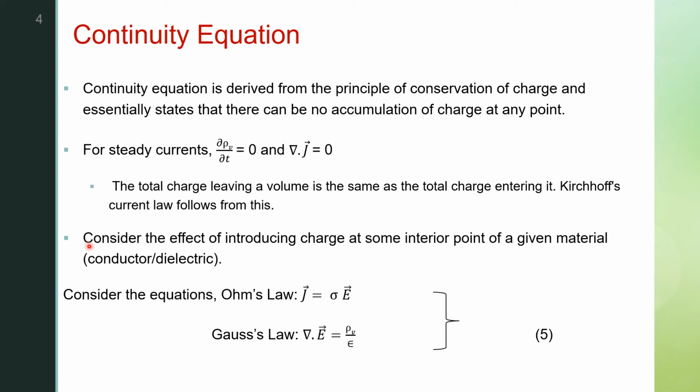Now let's consider a case of introducing a charge at some interior point of a given material, and that material can be a conductor or it can be a dielectric. And now let's refresh the basic equations of Ohm's law and Gauss's law. So from Ohm's law we know J equal to sigma E, and Gauss's law says del dot E is equal to rho v by epsilon.